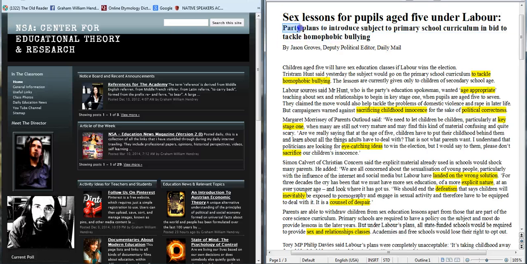Notice that they call them political parties. Why? Because they're always drunk. That's why.